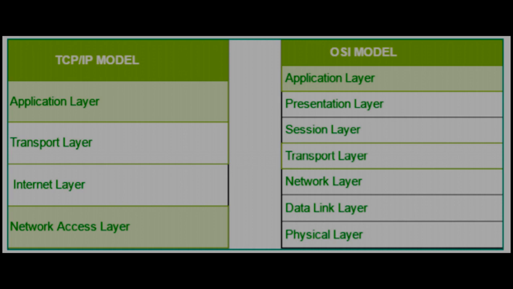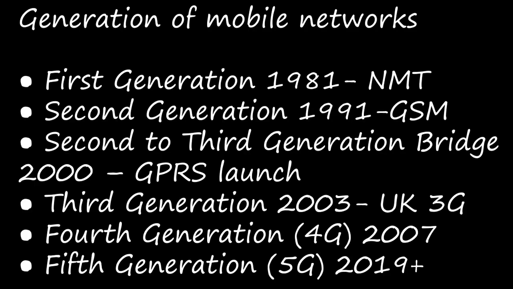In this chapter, network examples and protocols, we have learned about networking protocols and we have learned about internet, intranet, extranet, and we have seen the comparison between them. And then we have seen about mobile networks, the generations of the mobile networks. Do you remember the generations? First generation 1G, second generation 2G, the bridge between second and third generation 2.5G, that is GPRS launch, and third generation 3G, fourth generation 4G, fifth generation 5G.